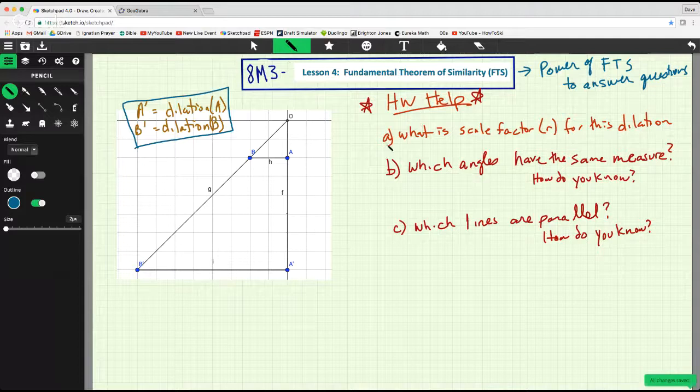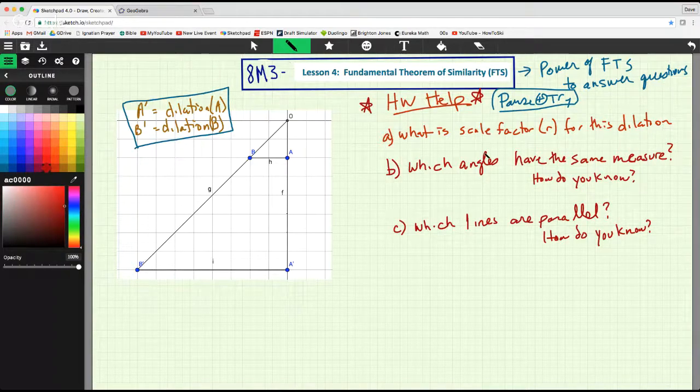So I want you to answer now. Before I tell you the answer, I want you to pause and try to answer these questions: what is the scale factor for this dilation, which angles have the same measure and how do you know, and which lines are parallel and how do you know. So now pause and try and come back.